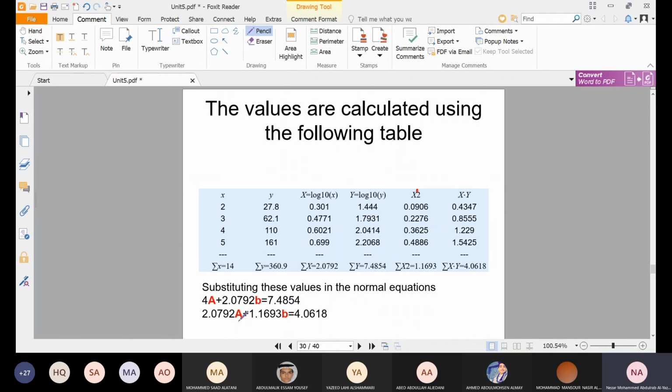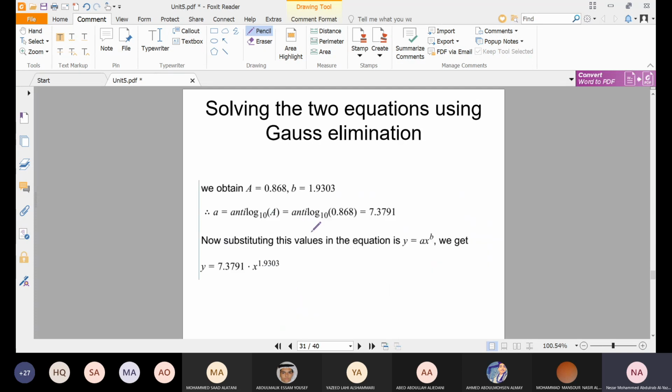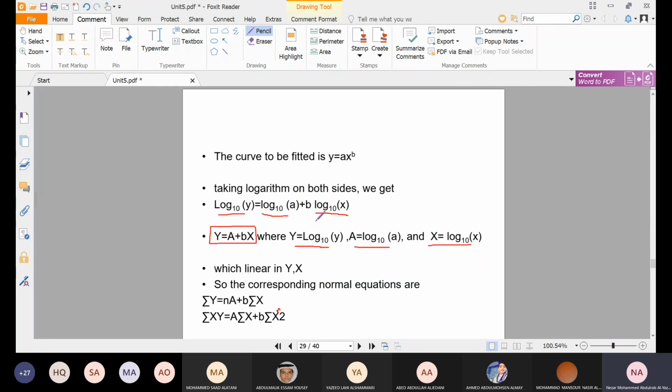We'll get these two equations in terms of a capital and b, and this is the coefficient. And then we solve the equations. I will get a capital, for example, equal to 0.868, and also here beta or b equal to this value. So now we need to find the value of the coefficient that we have here. This coefficient, b, I have the value of b already. I need the value of a, and the value of a is just the anti-log of a capital. Okay, so I find the value of a.